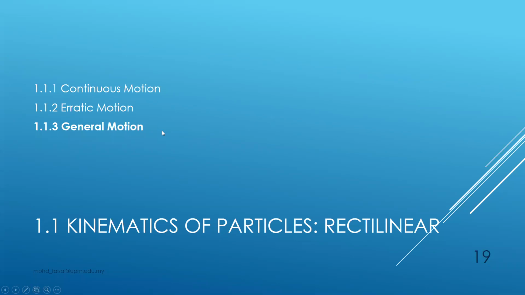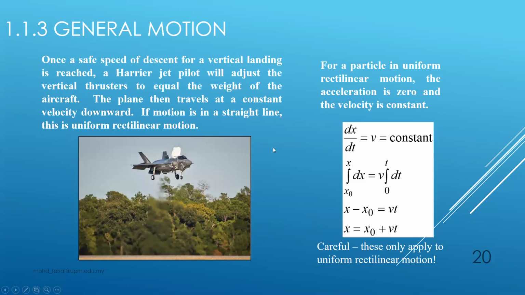Moving to the third subtopic, which is on the general motion. Here we have a picture of a jump jet or VTOL aircraft, vertical takeoff aircraft. Once a safe speed of descent for a vertical landing is reached, a Harrier jet pilot will adjust the vertical thruster to equal the weight of the aircraft. The plane then travels at a constant velocity downwards. Here it mentions constant velocity downwards.